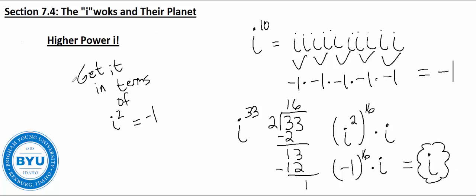Again, group all of your i's into pairs so that you can then convert them into negative 1. That's how we do higher powered i's. Higher power i. Sounds like I'm talking about like SpongeBob. I, Captain. Remember, i squared equals negative 1.